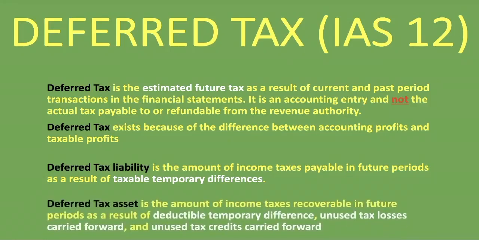Deferred tax assets, on the other hand, is the amount of income taxes recoverable in future periods as a result of deductible temporary differences, unused tax losses carried forward, and unused tax credits carried forward. Now, this will make sense, obviously, with the help of examples, as many people struggle with the definition of how deferred tax works unless we go through an example.